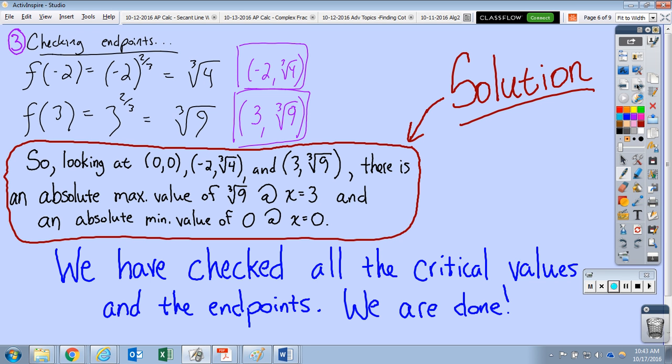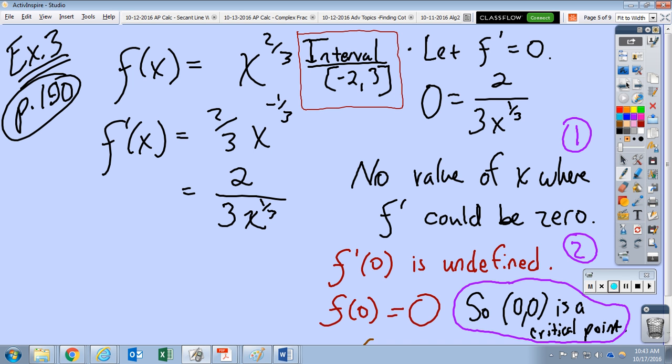Even if we know this guy goes on forever, up and up and up, we're still cutting it off on the interval that was specified. And the interval that was specified was -2 to 3. There's a difference. So it's still called an absolute extrema.